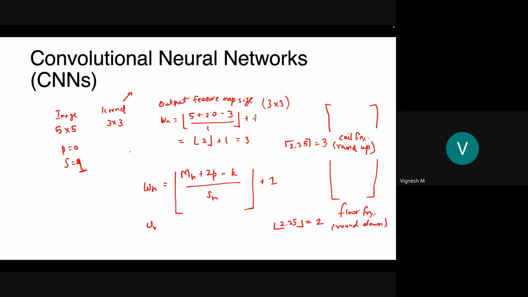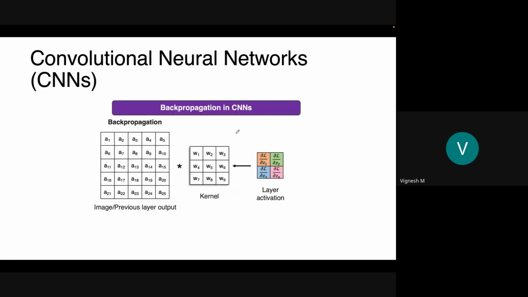If you remember this scenario, when we were talking about backprop, this is a 5 cross 5 image. This is a 3 cross 3 kernel, but we got a 2 cross 2 output. Now, how is this possible? Why is this a 2 cross 2 output? Anybody?